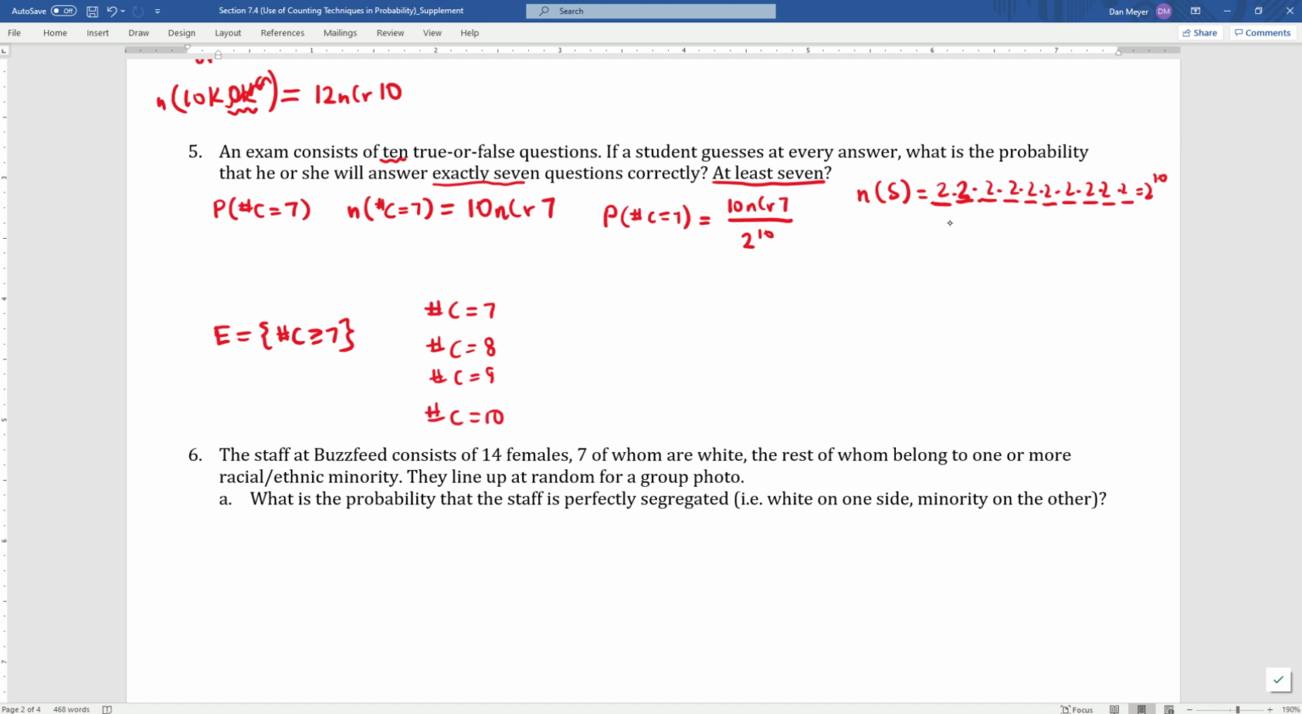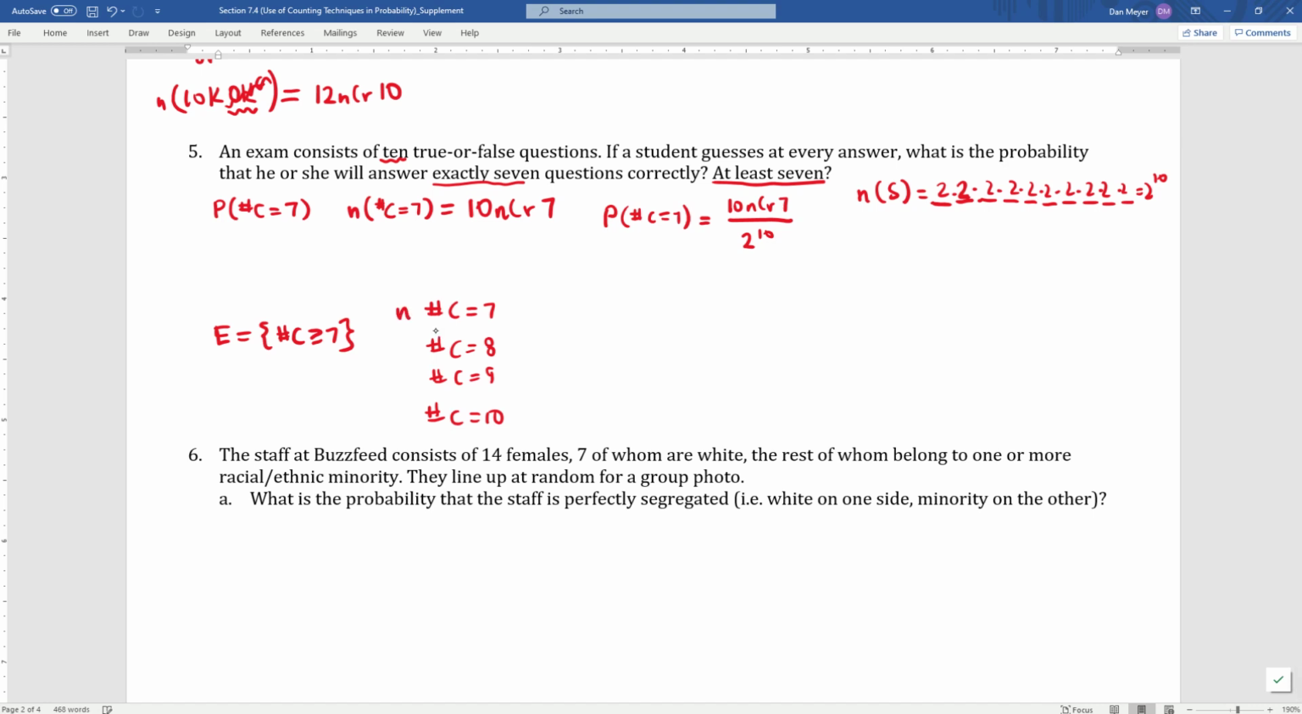Thinking quickly about the complement: anytime we have one of these partitioned events, we also want to think about the complement. In this case, the complement has 7 things. The number correct is 0, 1, 2, 3, 4, 5, or 6. There's seven cases for the complement, so we're not going to look at the complement here. We're just going to look directly at the event.